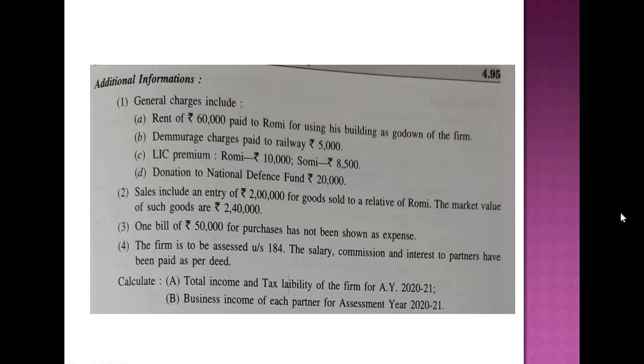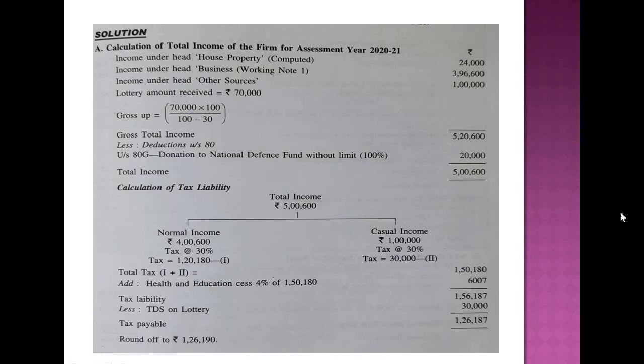Then point number four says that the firm is to be assessed under section 184. The salary, commission and interest to partners has been paid as per deed. So in this case, we have to calculate the allowable expenses under section 40B since the salary and commission has been paid according to the partnership deed. Now if you look at the solution, first of all, we know that we have to calculate the total income. Then after that, we have to calculate the tax liability.